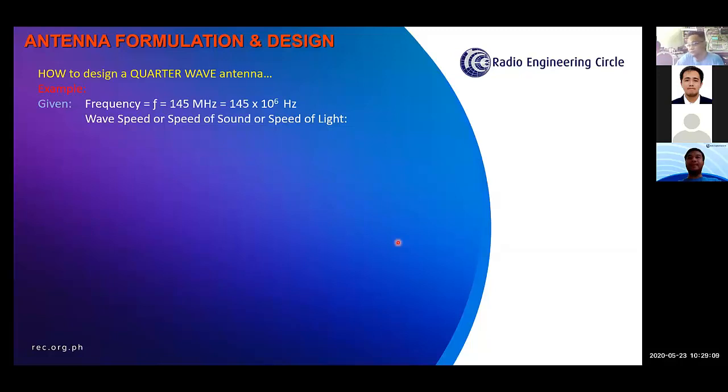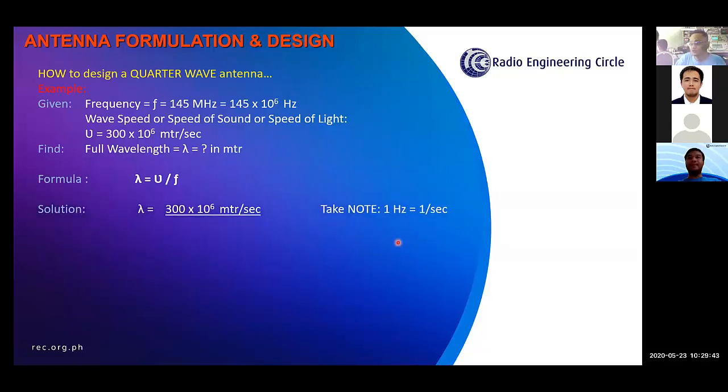Wave speed or speed of light, 300 times 10 to the 6 meter per second, bakit to the 6? Kasi 3 times 10 to the 8 meter per second pala yan. Full wavelength in meter. So, ang formula natin, yung kaninang binigay ko, wavelength is equal to speed of light over the frequency.